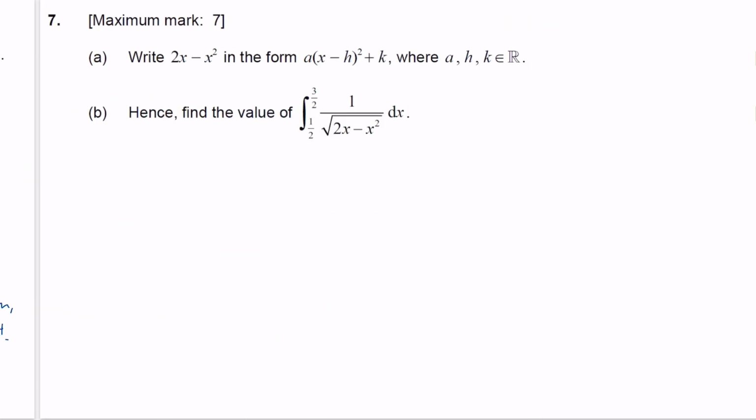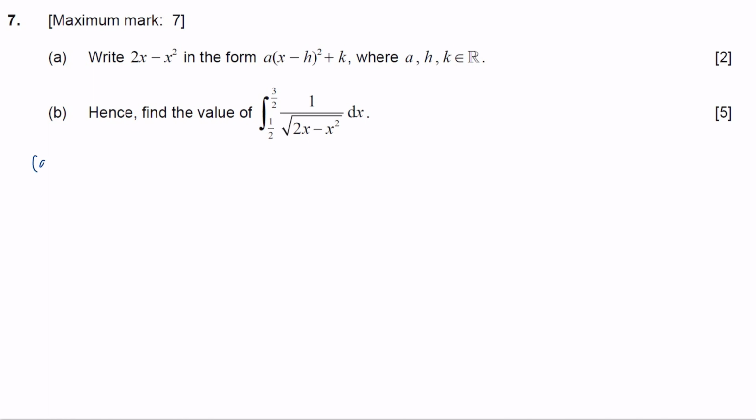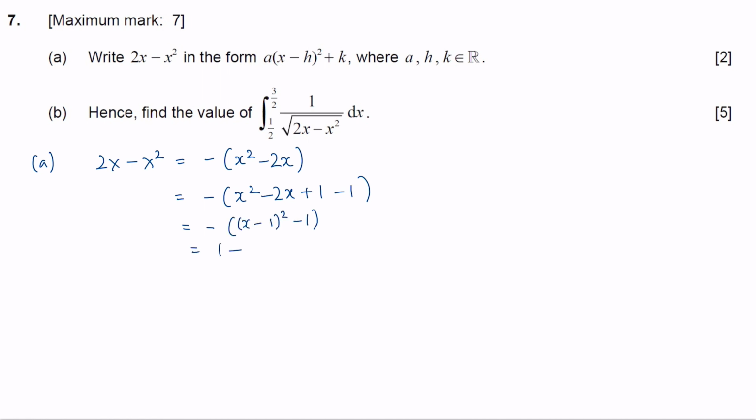Alright. Question 7a. Write this expression in the form a times x minus h squared plus k. So that's a completing the square expression. So I'm going to write it as this first to make the coefficient of x 1. Then I notice that I need to plus 1 to this, but I will minus 1 so as to not change the expression. And so I get minus of x minus 1 squared minus 1, which is 1 minus x minus 1 squared.